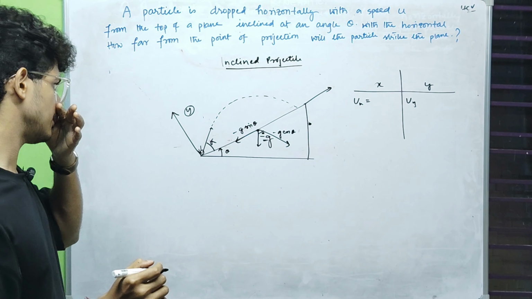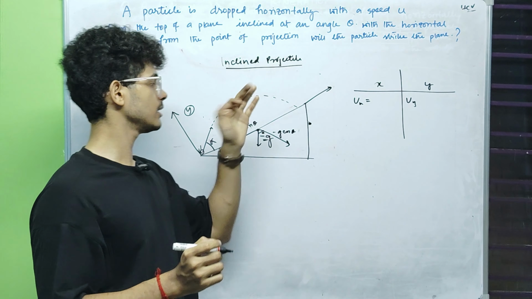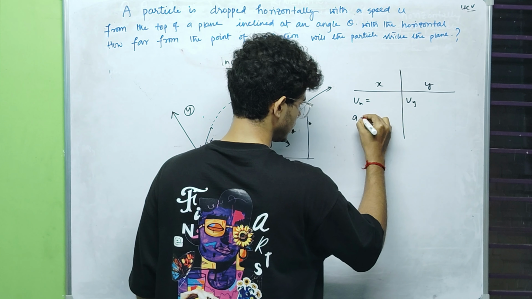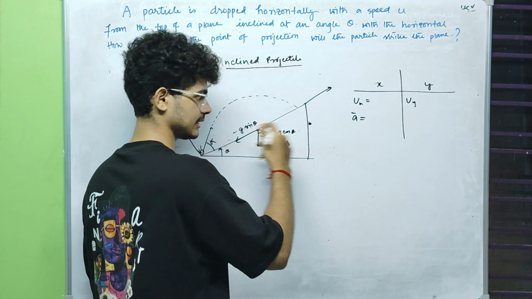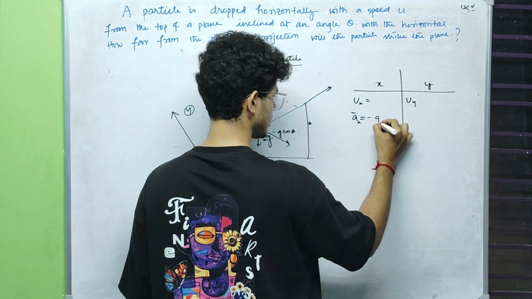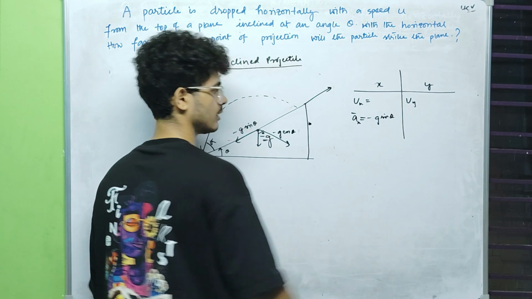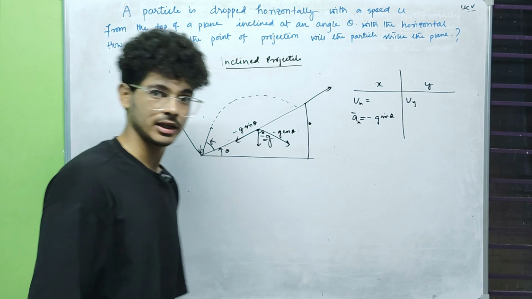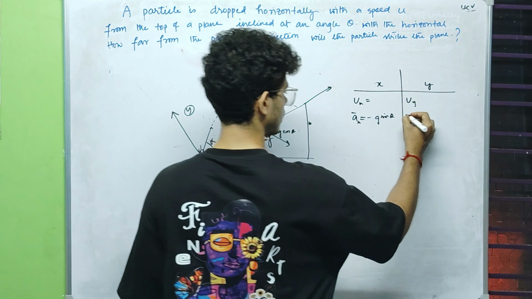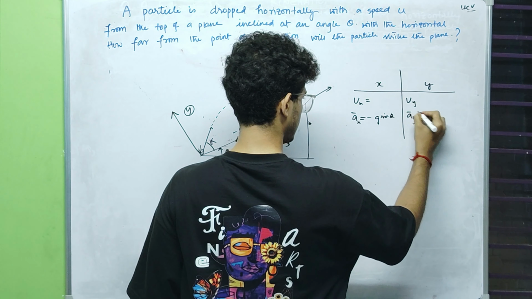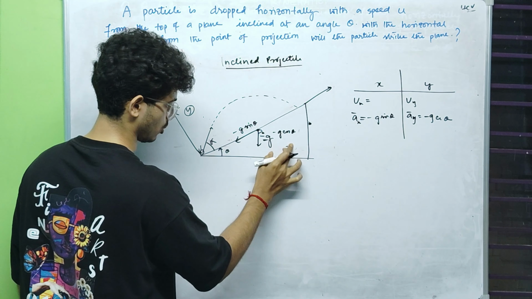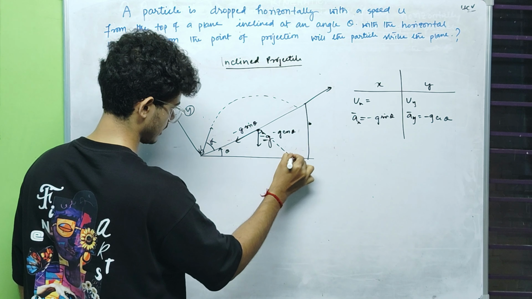So what we have seen in the previous case, the horizontal projectile, is that in the x direction the acceleration was 0, but in this case the x directional acceleration will not be 0 and will be equal to minus g sine theta. I hope you all are clear with that. Now moving on to the y directional acceleration, it will be minus g cos theta. The direction will be parallel to this. I have drawn it wrong. This will be like this, parallel to this.